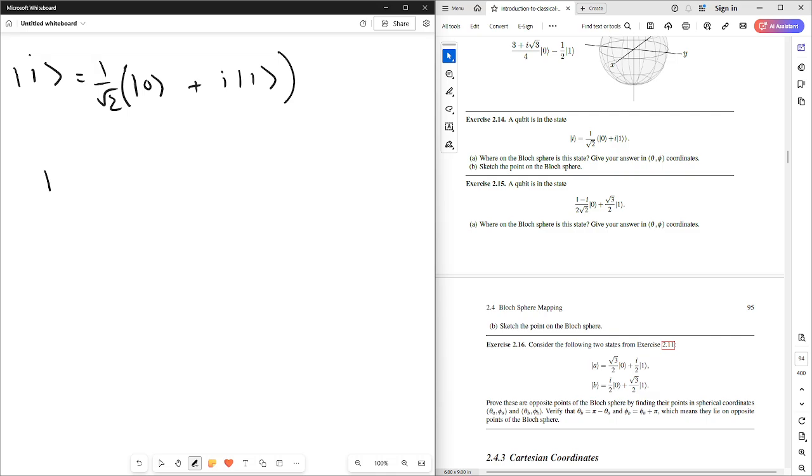So beta 1. That looks horrendous. All right. So let's distribute things through.